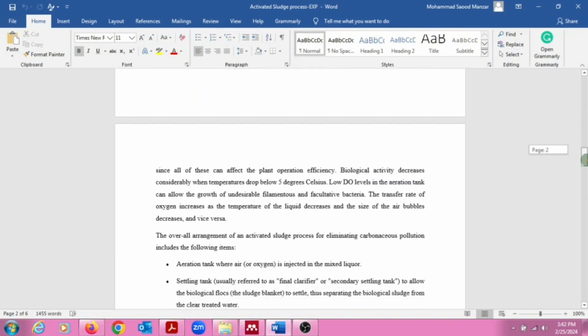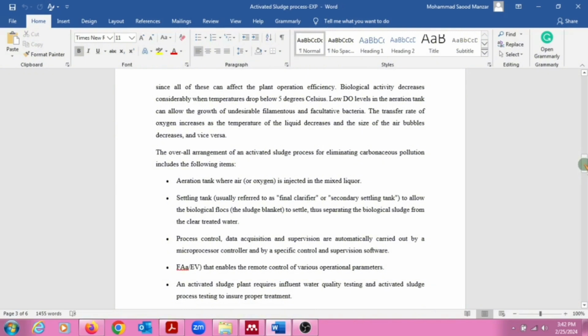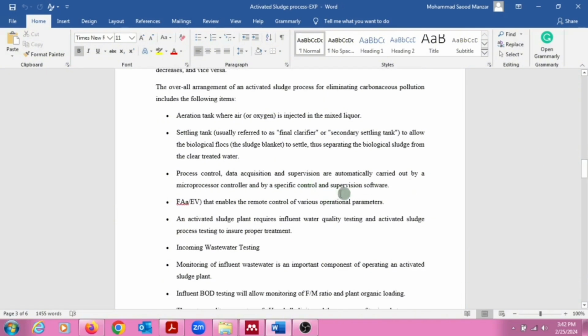And we can also find out the dissolved oxygen, the MLSS, the SVI, sludge volume index, slash density index. You can follow my channel to learn how to find out these parameters in the labs, as I've discussed in detail how to find out these parameters. Okay, now we talked about these. So we have the process control, data acquisition, supervision. These are automatically carried out by a microprocessor control and by a specific control and supervision software.